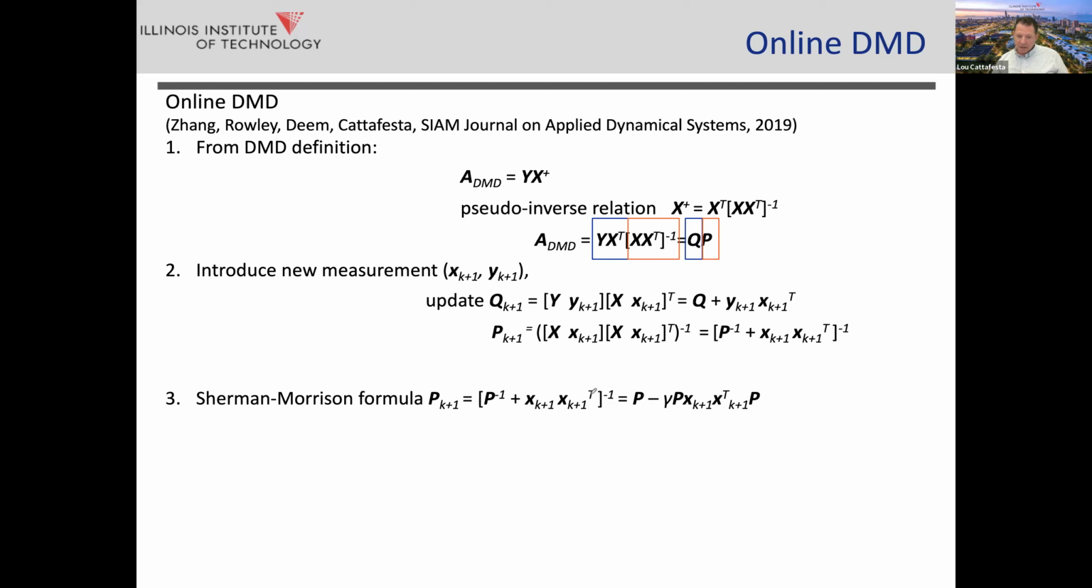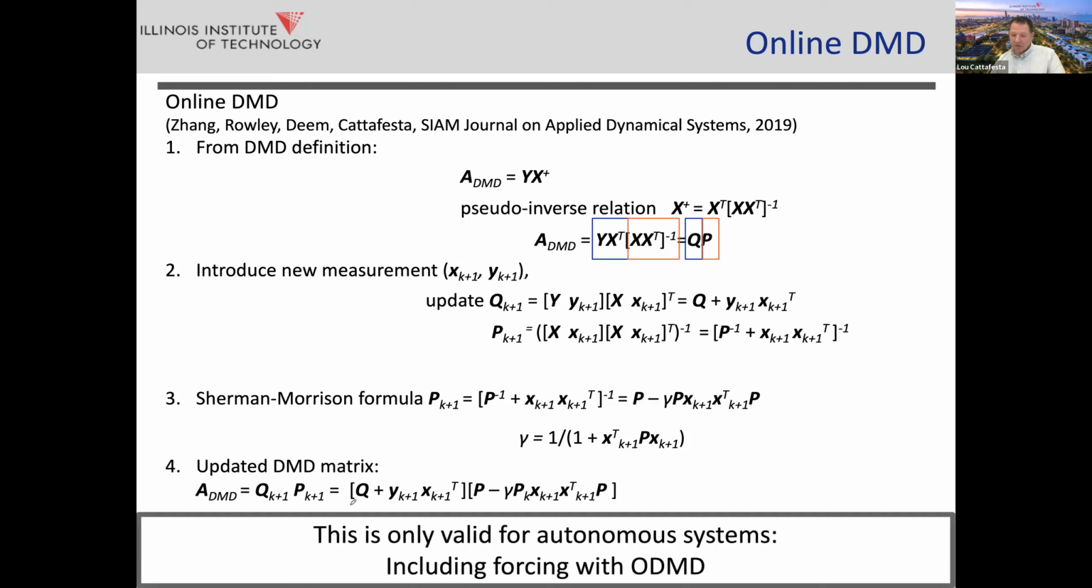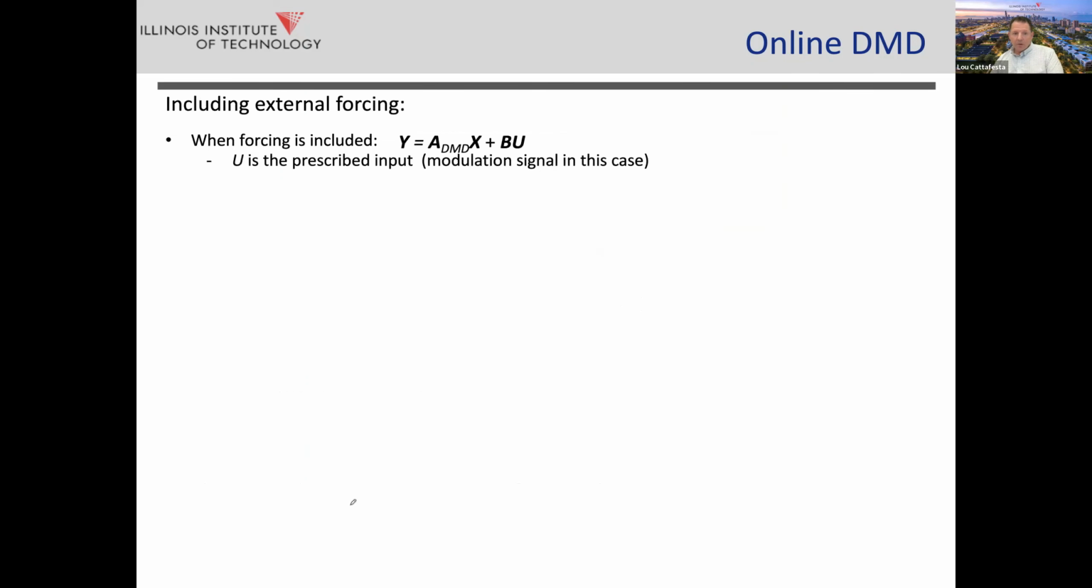So you see that the inverse is related now to a series of just very simple matrix multiplications. And this is a scalar, gamma, which is easily computed on the fly. Once you have this, you just use it to compute this updated DMD matrix. So you're doing this literally on the fly as you take in new data. And I'll tell you how fast it goes in a second. Now, this is clearly just when you have autonomous systems. There's no forcing. So how do we do that?